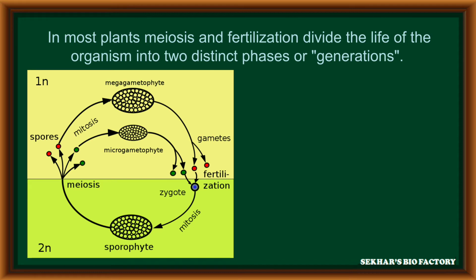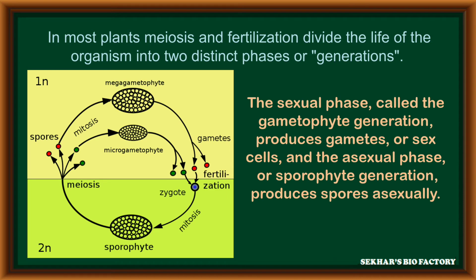In most plants, meiosis and fertilization divide the life of the organism into two distinct phases or generations. The sexual phase is called the gametophyte, and sexual cells are produced. The asexual phase or sporophytic generation produces spores asexually.